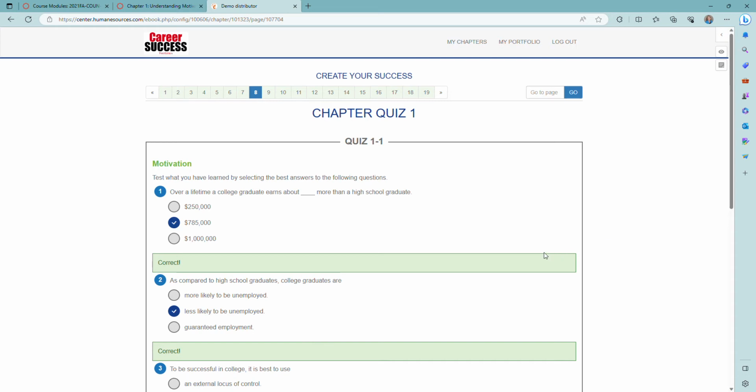There are quizzes integrated into each of the chapters. They are immediately scored, so they provide automatic feedback to students. The quiz grades are automatically placed in your gradebook in your course management system so that you don't have to record grades.